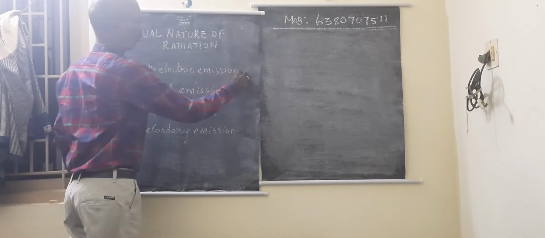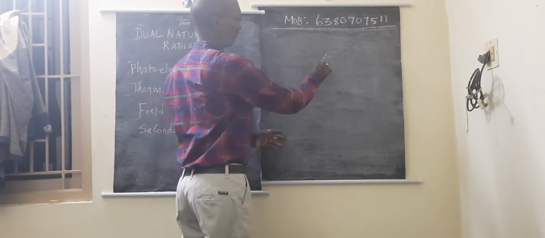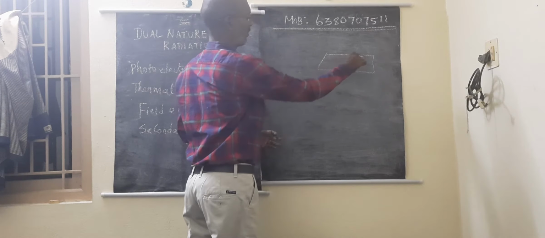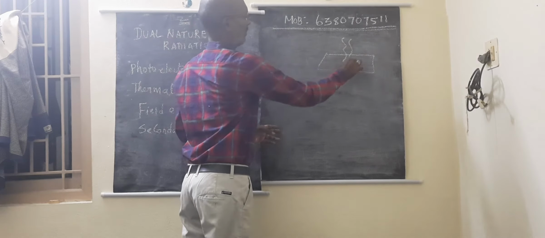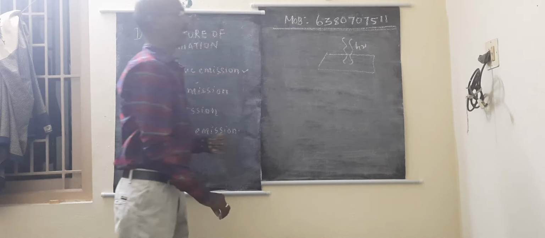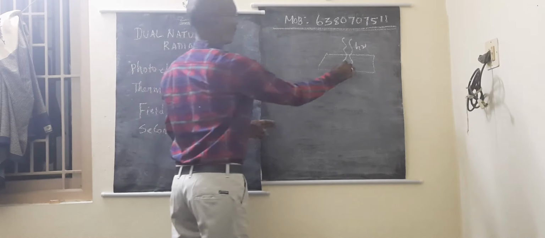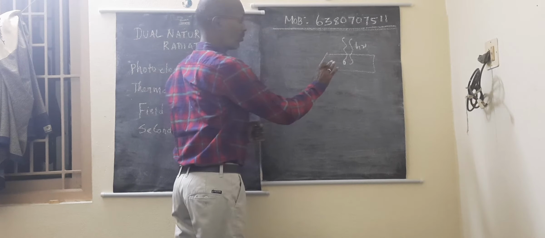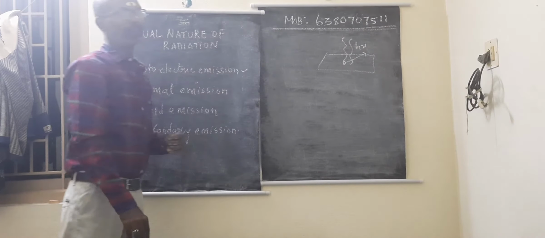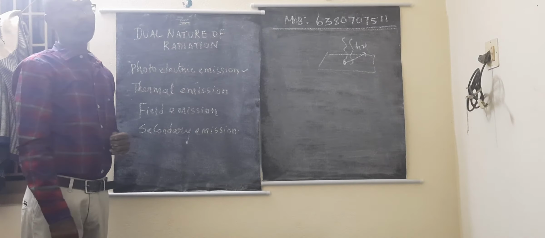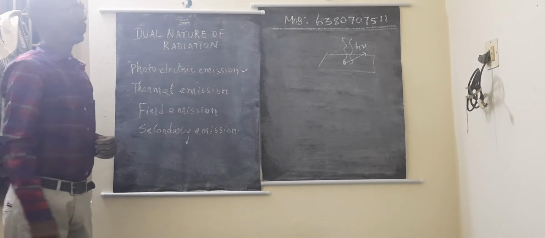This is photoelectric emission. What is that? Consider a metal, any metal. It will have a large number of atoms. If light energy is supplied, E equal to h mu, the outermost electrons in the atom can be removed. Those electrons are called photoelectrons, and that effect is called the photoelectric effect or photoelectric emission.